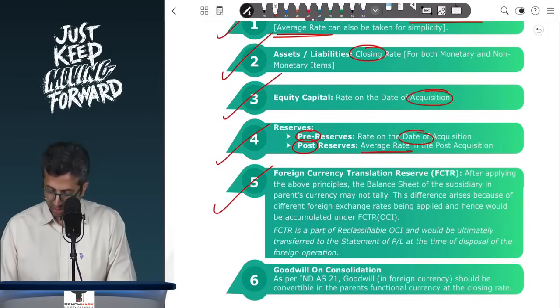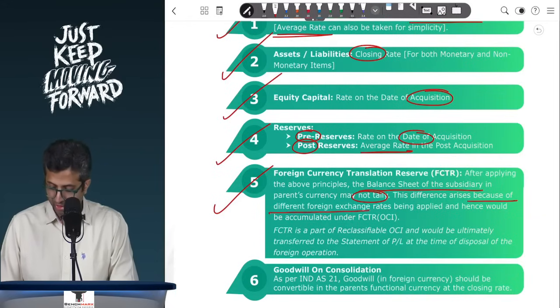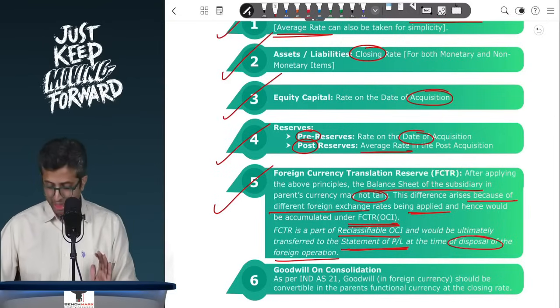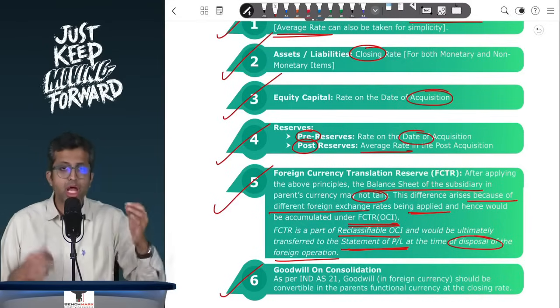So, after applying the principles, the balance sheet of the subsidiary in parent currency may not tally. Why is this difference arising? Because different exchange rates are applied, and hence they would be accumulated using FCTR. It's a part of a reclassifiable OCI and will be transferred to the P&L at the time of disposal of the foreign operation.